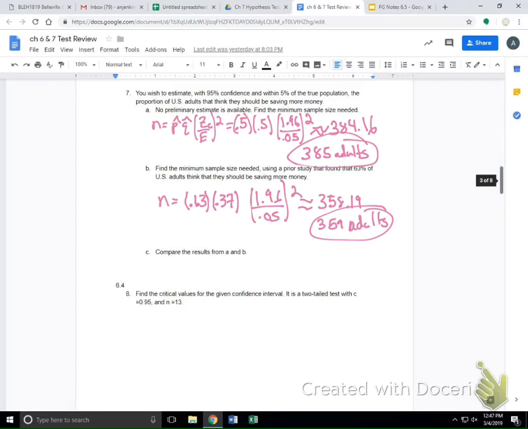So when it says compare your results, all it's looking for is you see that the minimum sample size is going to be smaller when you have those preliminary estimates. We need fewer people when we actually knew what our original proportion was. So I wrote here, minimum sample size is smaller when preliminary estimate is available.